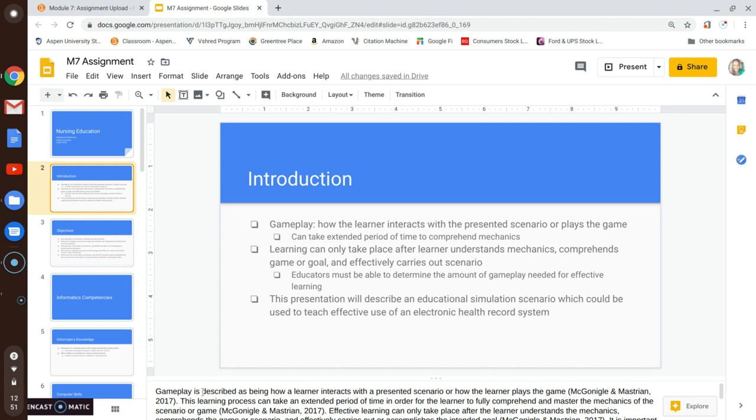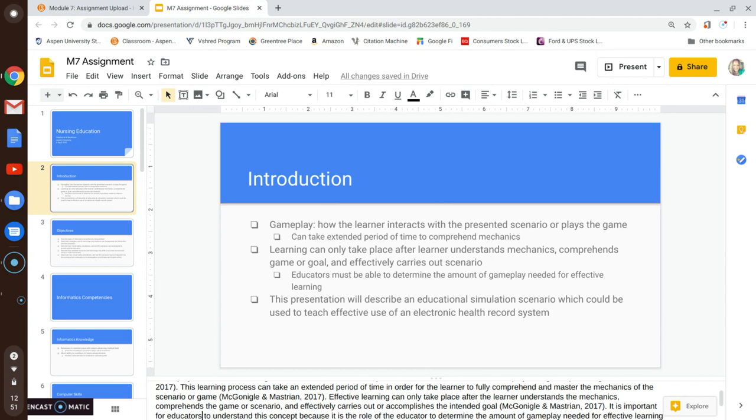Gameplay is described as being how a learner interacts with a presented scenario or how the learner plays the game. This learning process can take an extended period of time in order for the learner to fully comprehend and master the mechanics of the scenario or game. Effective learning can only take place after the learner understands the mechanics, comprehends the game or scenario, and effectively carries out or accomplishes the intended goal.